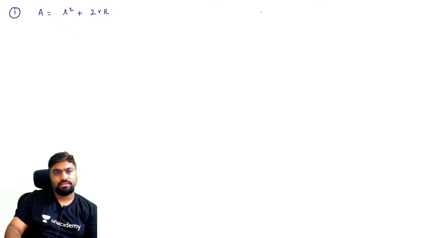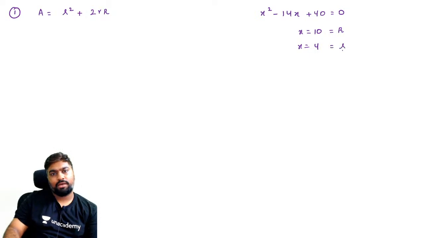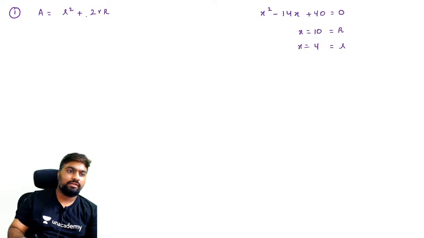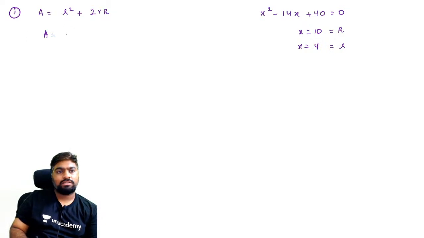Roots of the equation x square minus 14x plus 40 is equal to 0 is what? x is equal to 10, x is equal to 4. 10 हो गया आपका सर्कम रेडियस, 4 हो गया आपका इन रेडियस, because circum radius is definitely greater than the in radius. So if you plug in there, you get your answer. Area will be what? R square, which is 16 plus 2 times 4 into 10, 80 plus 16, area is 96.